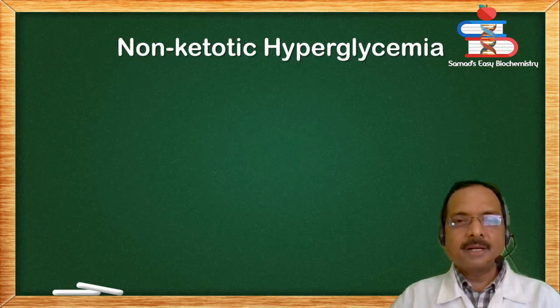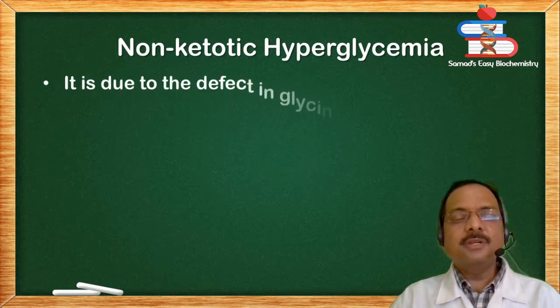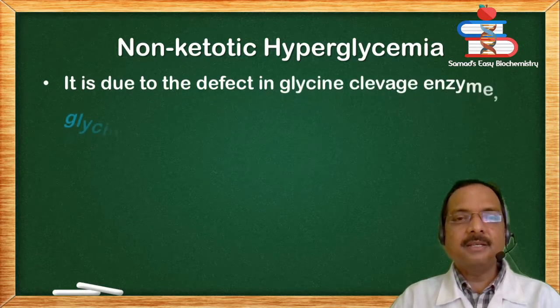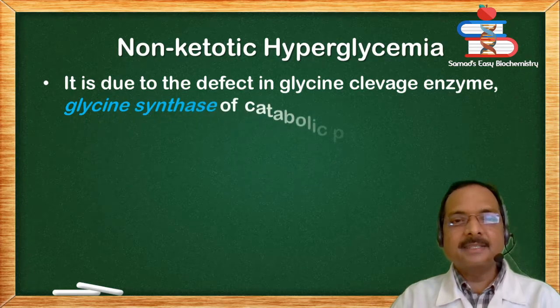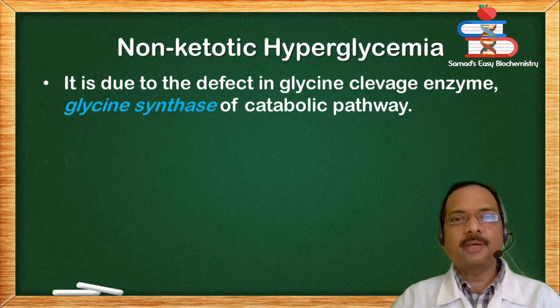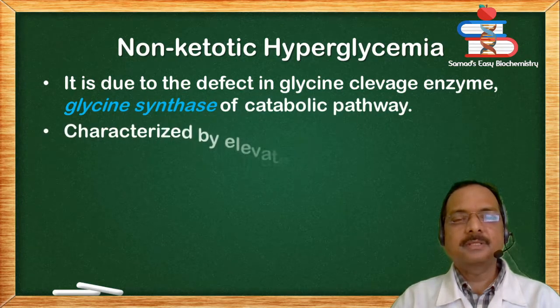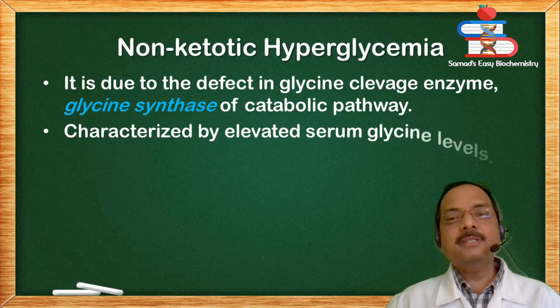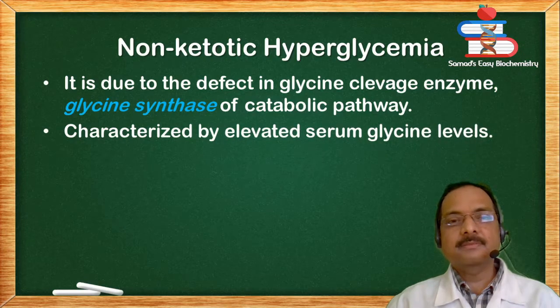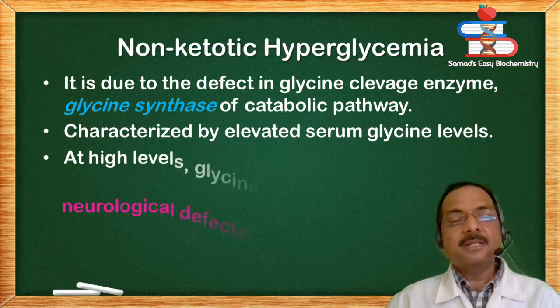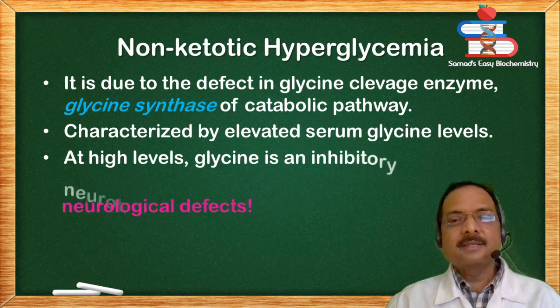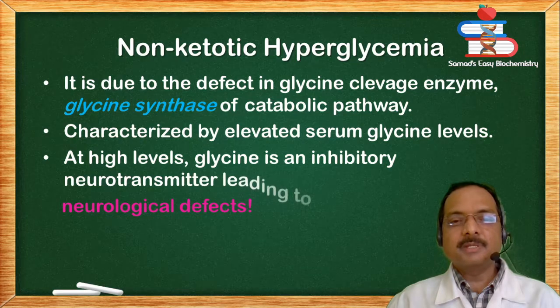Non-ketotic hyperglycinemia. It is due to the defect in glycine cleavage enzyme, glycine synthase, of catabolic pathway. It's characterized by elevated serum glycine levels. At high levels, glycine is an inhibitory neurotransmitter leading to neurological defects.